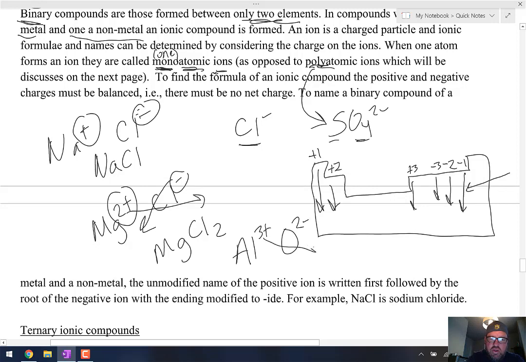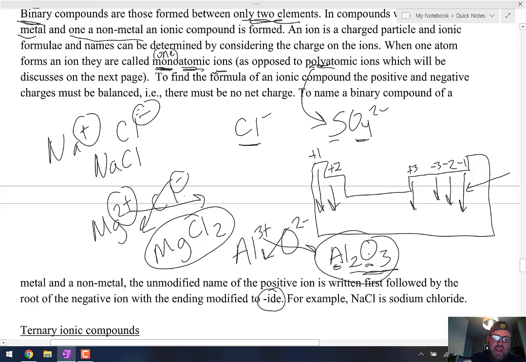Okay, what if you have something like Al with a positive 3 charge and oxygen with a minus 2 charge? What do you do? You again switch them. So aluminum oxide is Al2O3. Okay, and then when you name them, you heard me just do it. You just put the name of the metal, you put the name of the nonmetal, and you change the end to IDE. So aluminum oxide here, magnesium chloride here, and sodium chloride here.